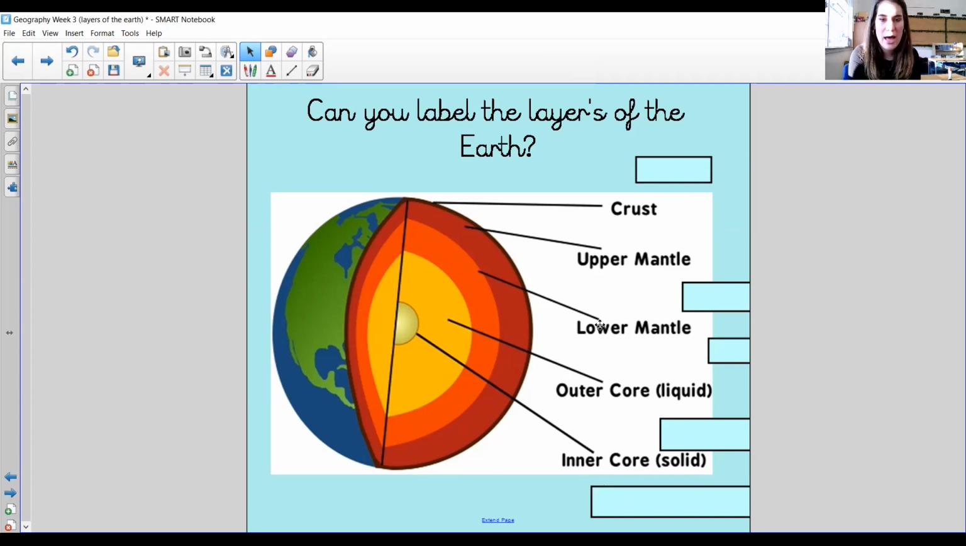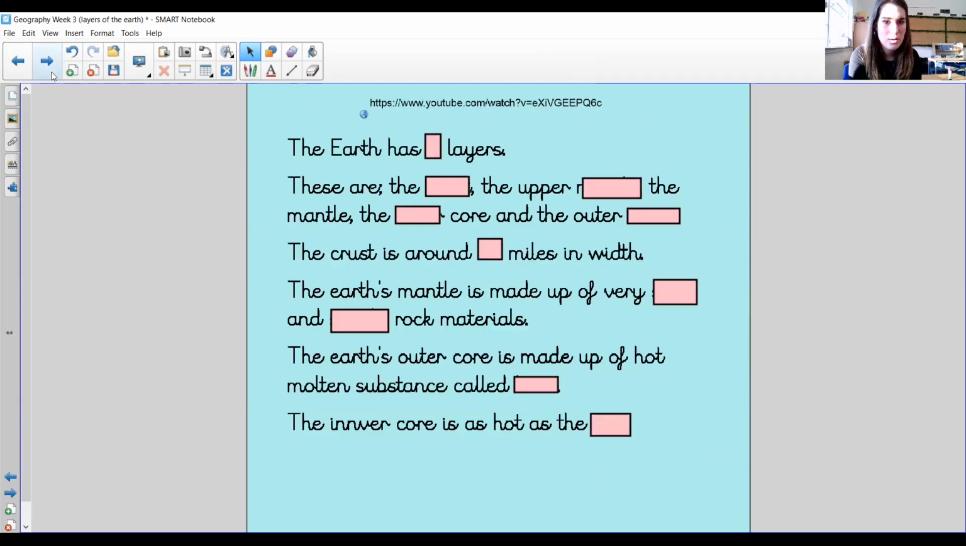So they are our 5 layers of the earth. Well done if you could remember all of those from our picture. Perfect. What we're going to have a go at now is a little bit of information retrieval, to see how much information we can collect about our layers of the earth. So we're going to play a little video, which means I'm going to have to go off this screen.